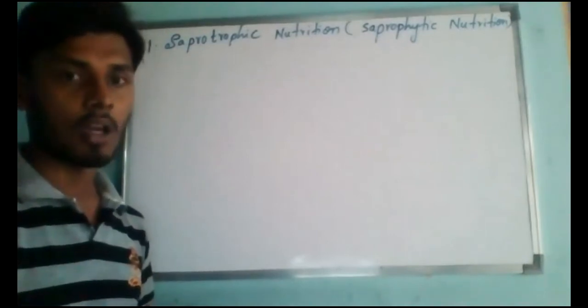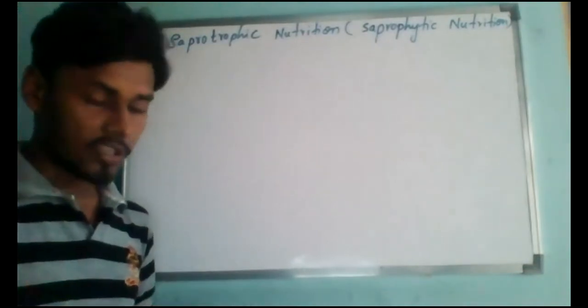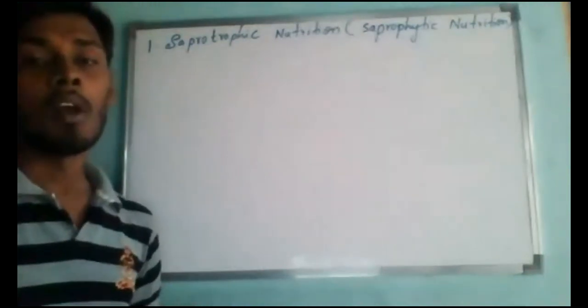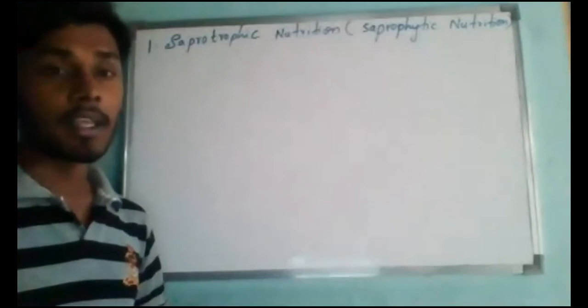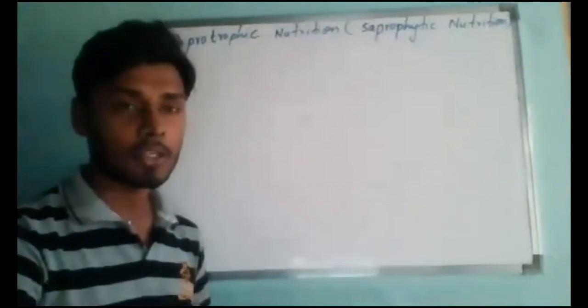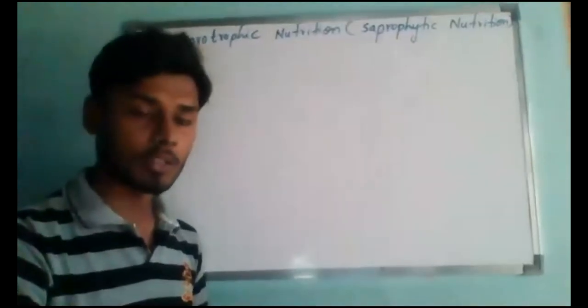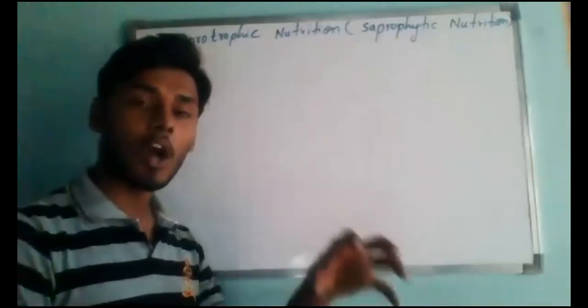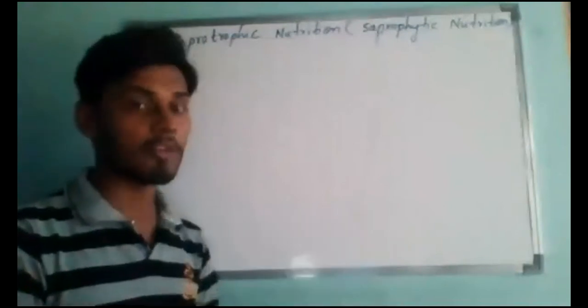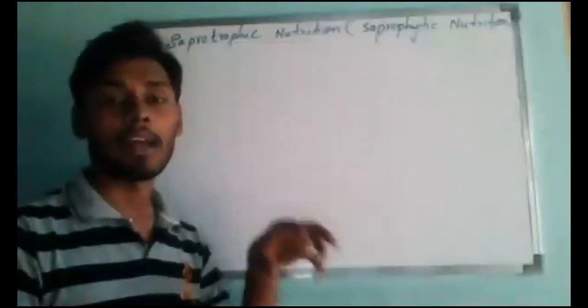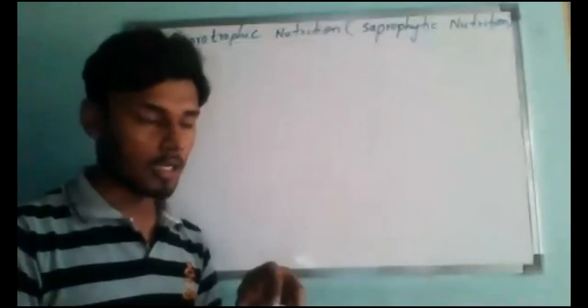Saprotropic nutrition or saprophytic nutrition means it is the nutrition in which an organism obtains its food from decaying organic matter of dead plants and dead animals and rotten bread, etc. So saprotropic nutrition means some organisms will obtain their food from decaying dead plants, dead animals, and bread.